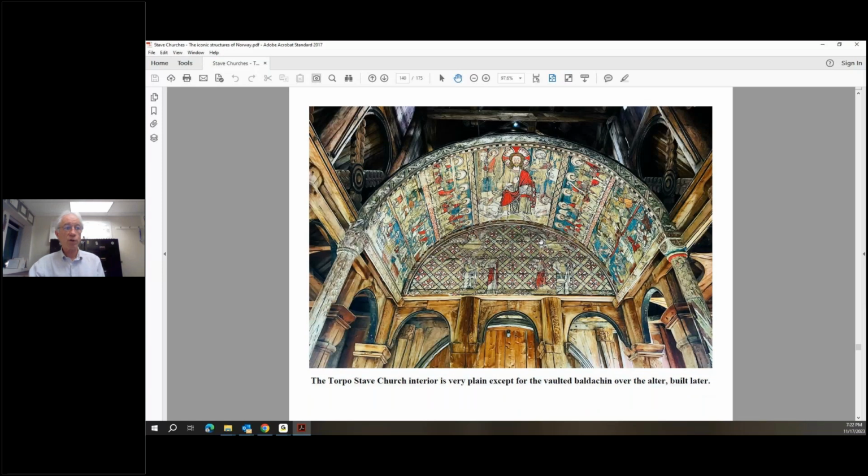At Torpo Stave Church, most of the structure is kind of like we saw at Borgund or Uya. But here above the altar is kind of like a baldachin, this arched baldachin, and that's the decoration. That's the Christian iconography, not connected to the structure, separated from the structure.